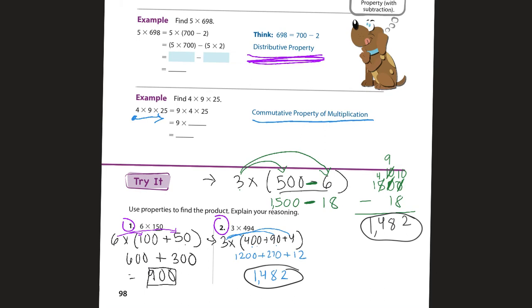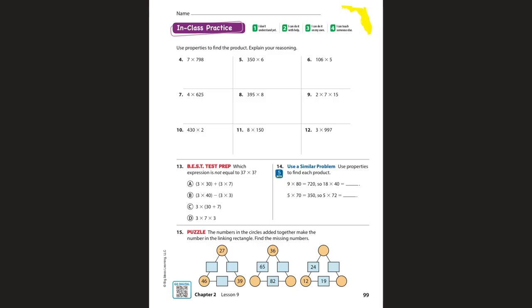And this is called the distributive property. Take a look at what it looks like because they're going to ask you this on your test. They're going to ask you which one is a distributive property, and we know it can look like this.